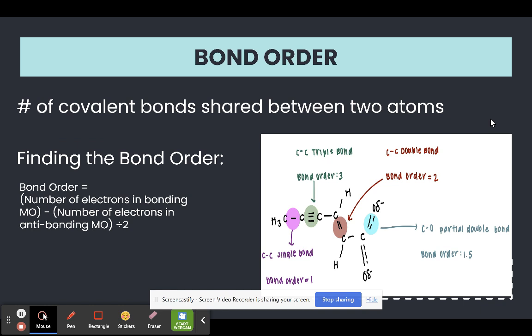The bond order is the number of covalent bonds shared between two atoms. In a single bond, there is one sigma and zero pi bonds, but as the bond order increases, more pi bonds are added. For instance, in a double bond, there is one sigma and one pi bond, while in a triple bond, there is one sigma and two pi bonds.